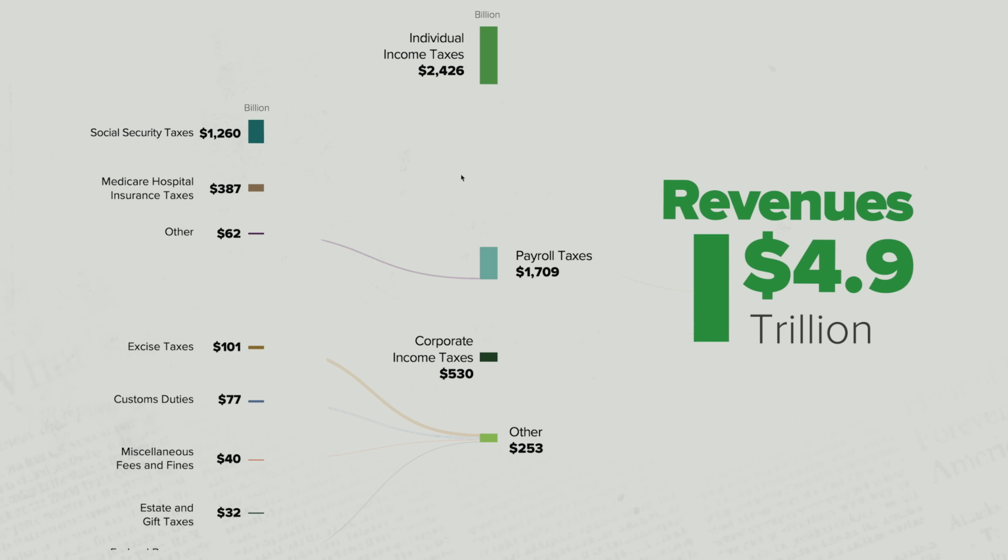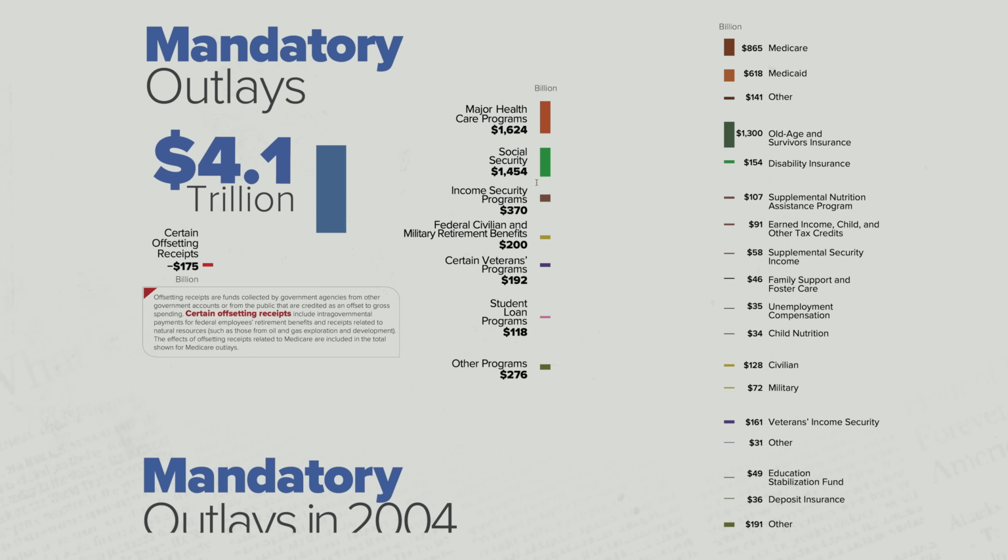everything they take in taxes, which means if you were going to try and balance the budget, you'd basically have to cut out the entire discretionary part of the budget because everything else is mandatory. 4.9 trillion coming in, 4.1 trillion of that, again, as of 2024, going to all the mandatory stuff.